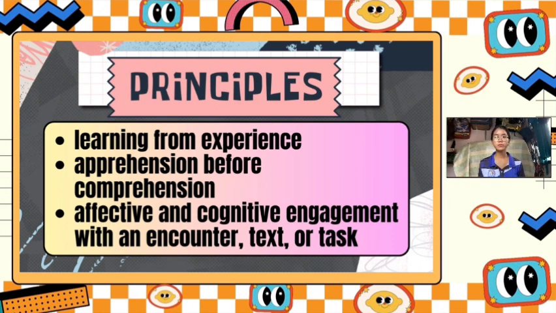Now, this principle, the experiential learning theory, posits that learning is a process where knowledge is created through the transformation of experiences. Alright, let's proceed to number 2, apprehension before comprehension.